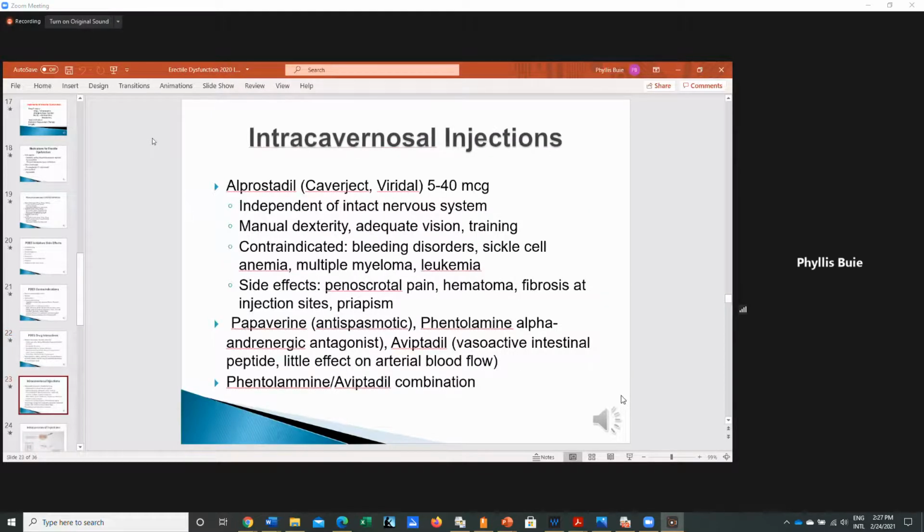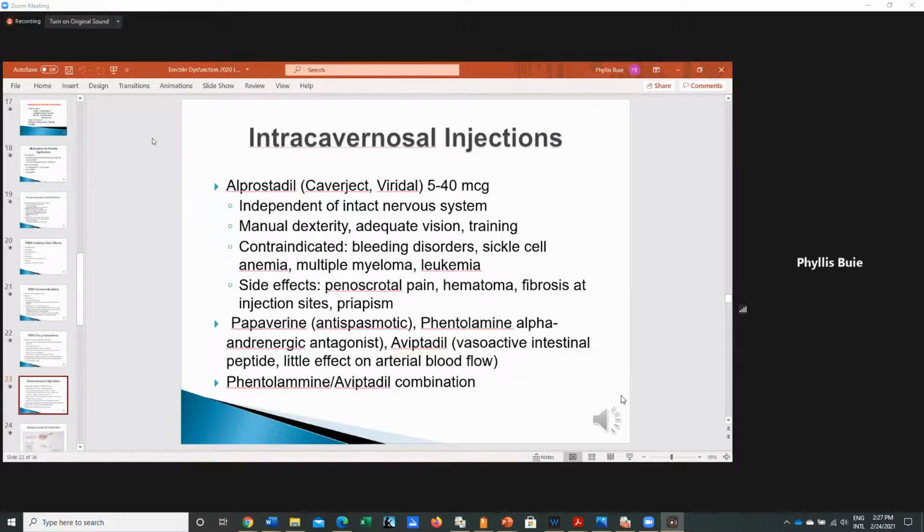Okay, the intracavernosal injections. It doesn't matter if they have an intact nervous system or not, because usually it can still work even though their nervous system may not be completely intact.